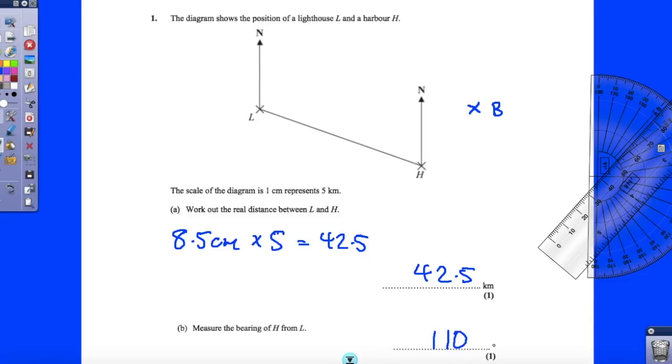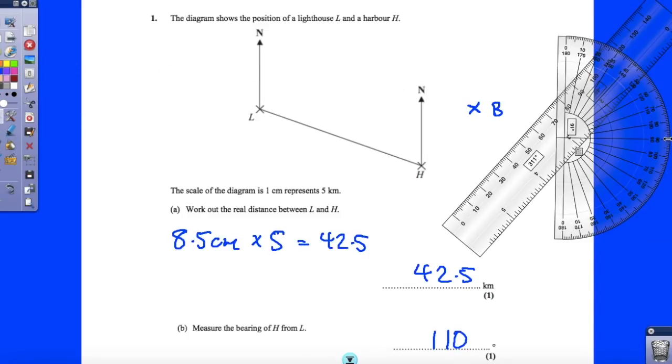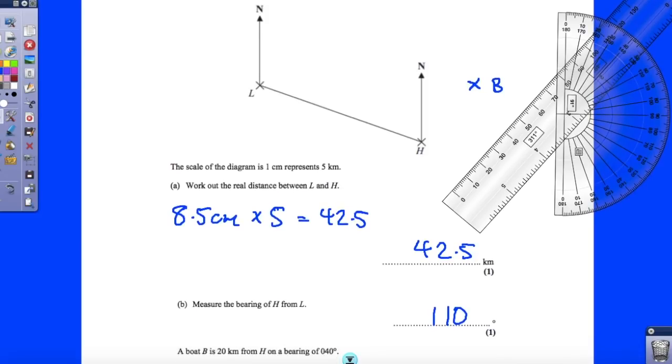And that's question 1 done. It's very important you remember your tools in the exam. So without a ruler and a protractor, you would have missed these 4 marks for this question.